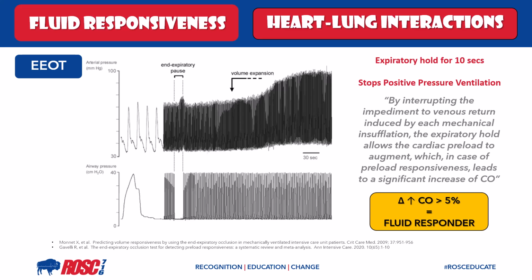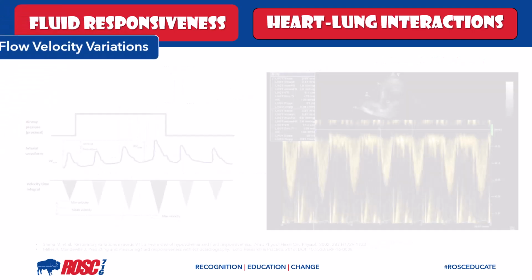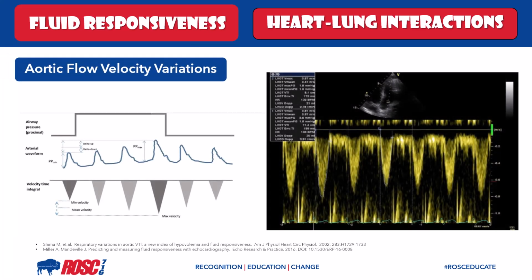There's a signal in the meta-analysis that we might be able to get away with a lower tidal volume that's less than 7 mLs per kilo of predicted body weight for this test. For providers that are echo trained, we can also look at the aortic flow velocity variations. It would only make sense that if we see these respirophasic changes in the arterial waveform, we would see it in the aortic VTI as well.